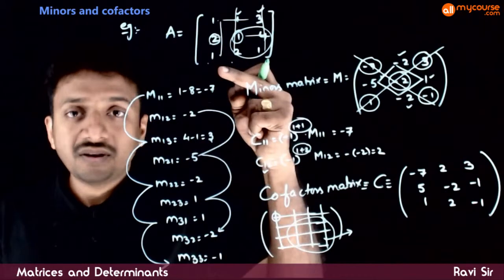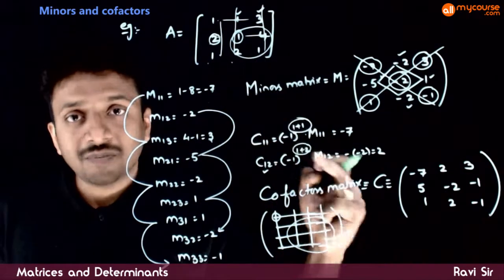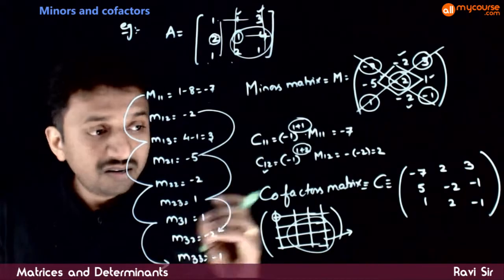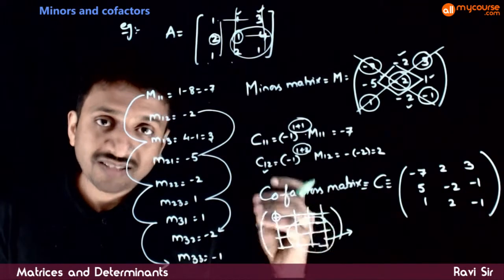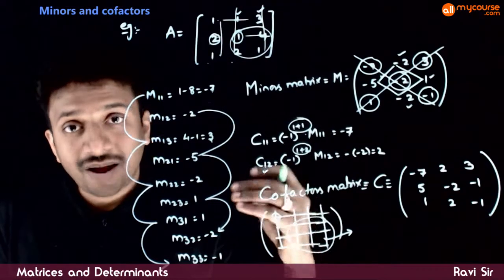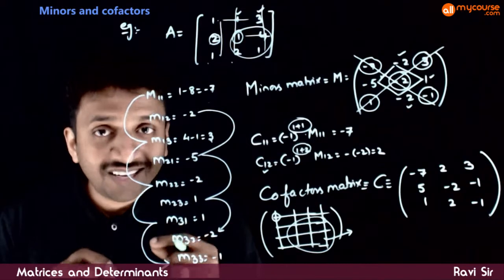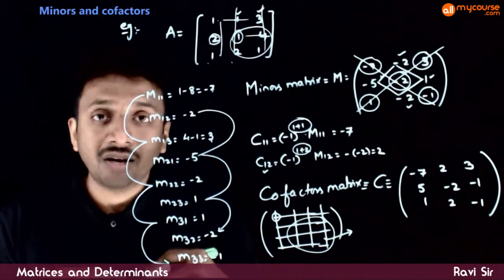So we have found the cofactors and minors of a 3 by 3 matrix. Now, to find the cofactors and minors of a higher order matrix, we'll try to define how to find the determinant of a higher order matrix.